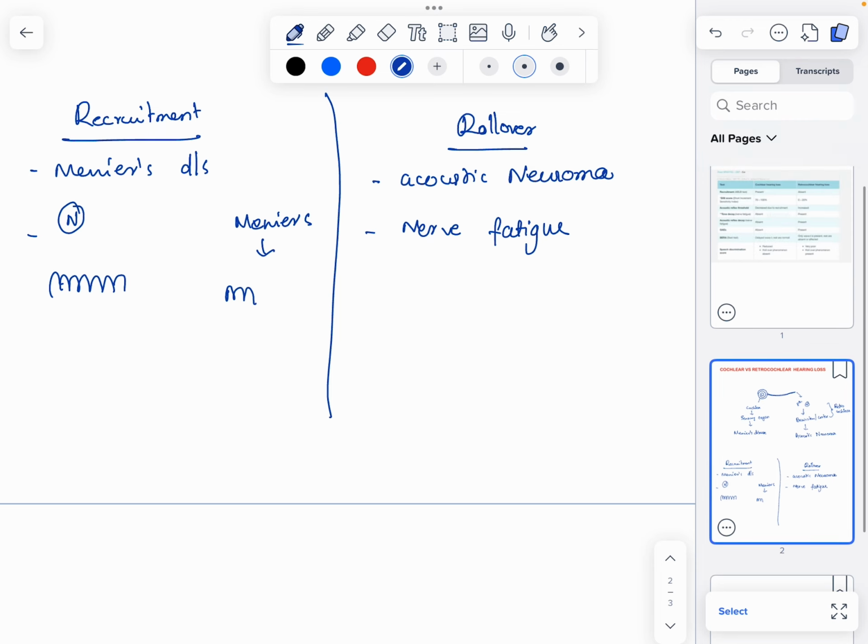One thing we should keep in mind is that a classical example for cochlear hearing loss is Meniere's disease, and a classical example for retrocochlear hearing loss is acoustic neuroma. The recruitment phenomenon, that is intolerance to loud sound, is seen with Meniere's disease. And the rollover phenomenon, that is when you increase the sound, the patient perceives a lower sound and won't understand, is seen in acoustic neuroma.